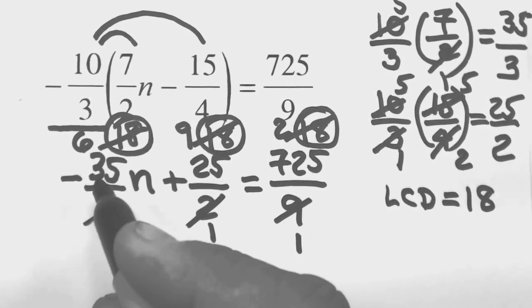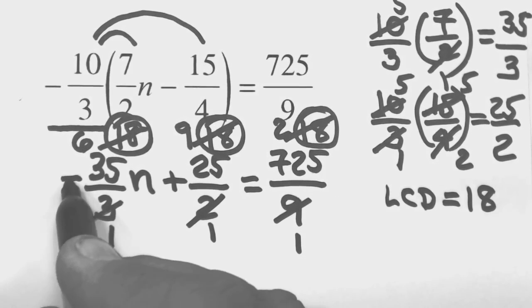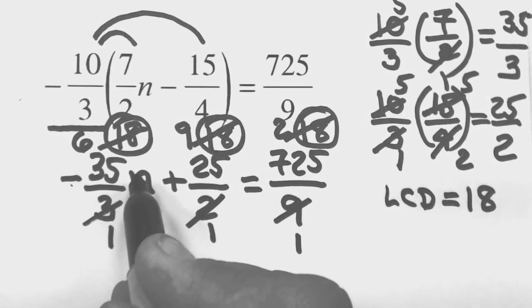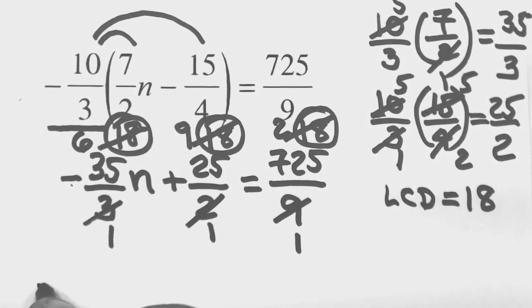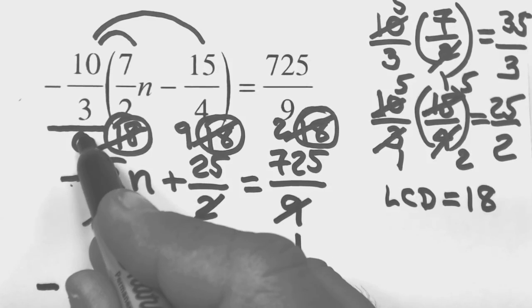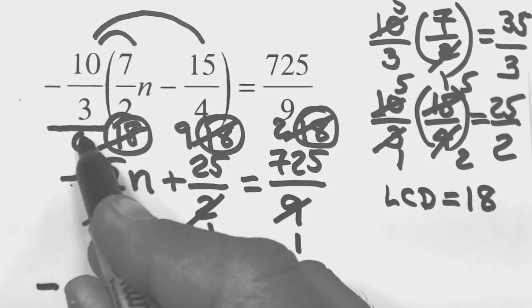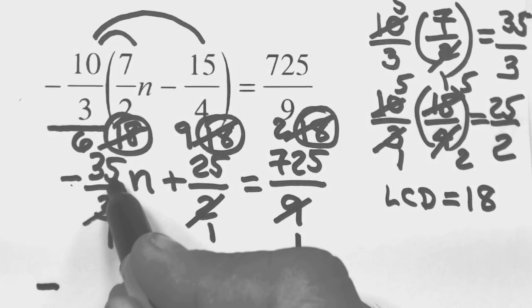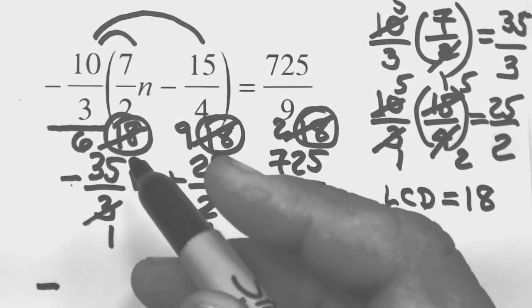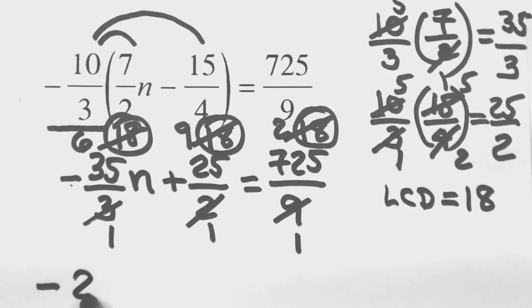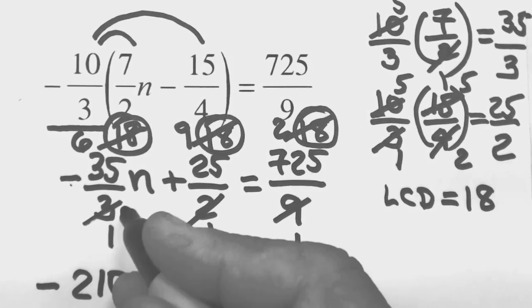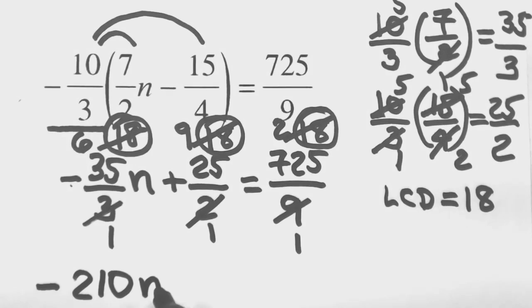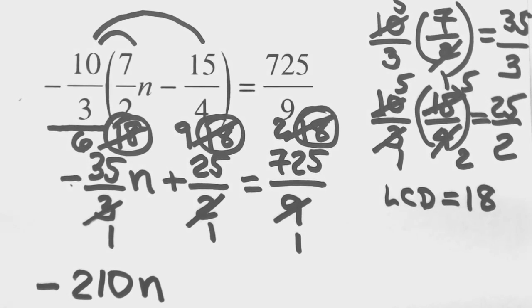Okay, well, let's carefully multiply them. Negative 35 times 6 times n. Well, it's going to be negative. Let's see, 6 times 35, 6 times 30 is 180. 6 times 5 is 30, so you combine those. I think it's 210, isn't it? So we get a negative 210, and of course this is an n, so don't forget that.